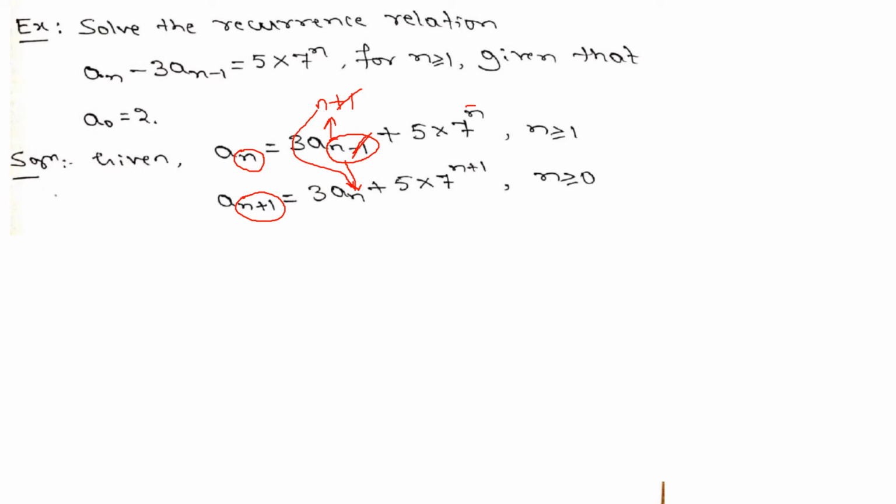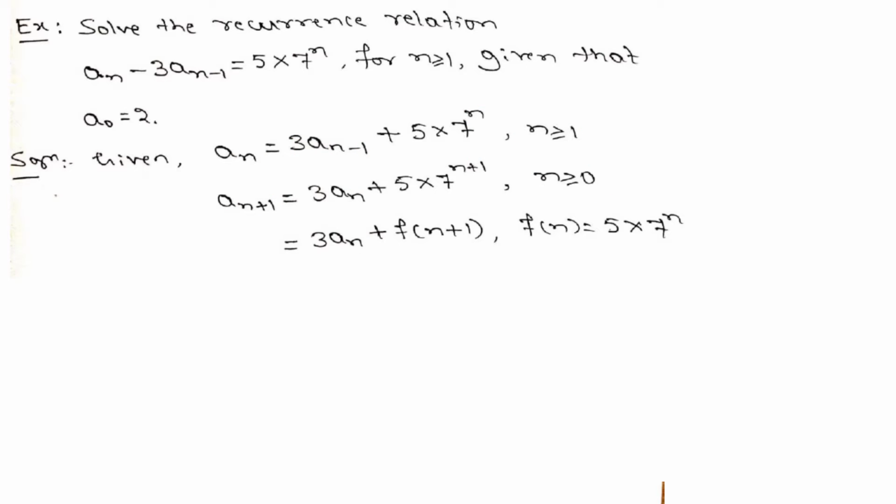Even here also we will replace n by n plus 1. We have replaced. When we replace n by n plus 1, n will start from 0. Earlier it was starting from 1. When we replace n by n plus 1, then n should start from 0.